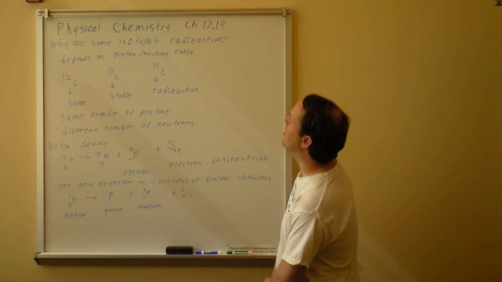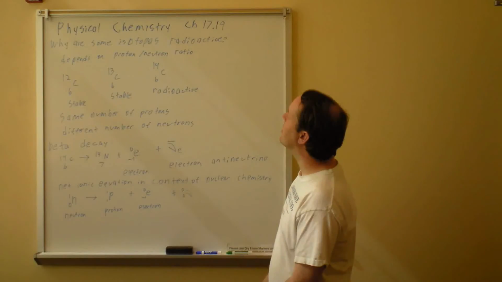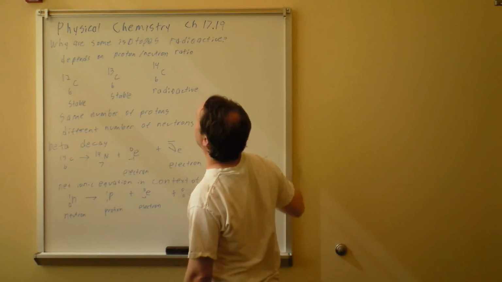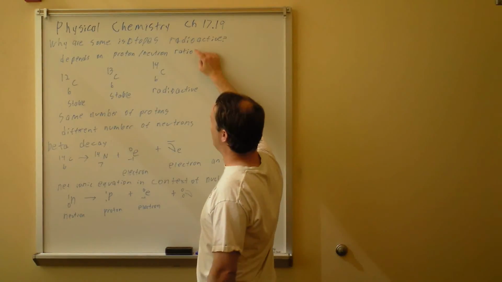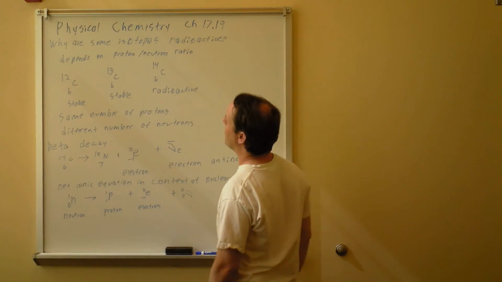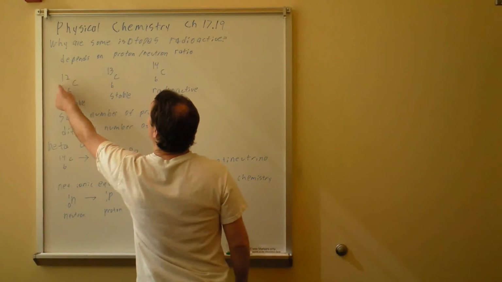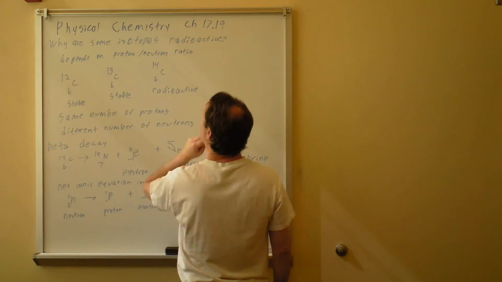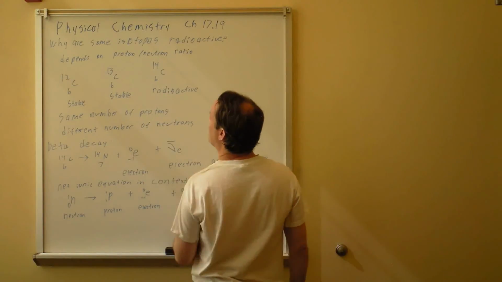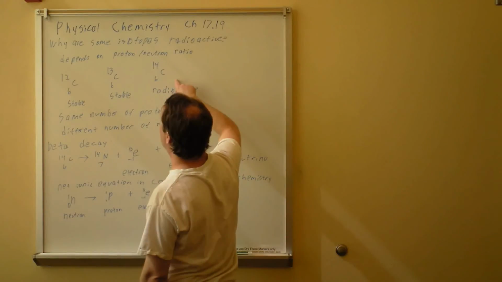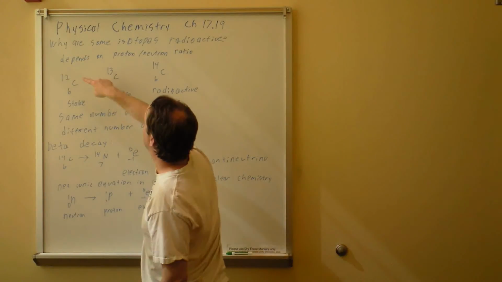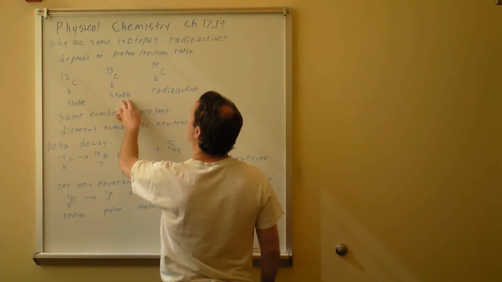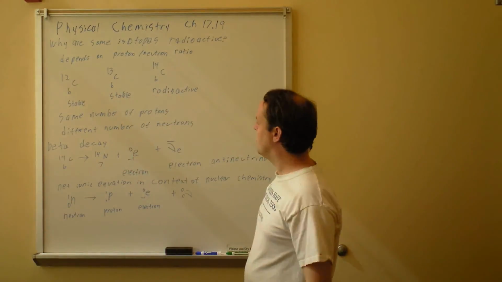Continue on, Physical Chemistry, Chapter 17, Section 19, more about radioactive decay. So why are some isotopes radioactive? It actually depends on the ratio of the protons to neutrons in the nucleus of the atom. For example, let's say we have carbon-12, it's got 6 protons, and carbon-13, it's got 6 protons, and carbon-14, it's got 6 protons. All three of these have the same number of protons, but we've got 6 neutrons, 7 neutrons, 8 neutrons. This one's stable, this one's stable, this one's radioactive.